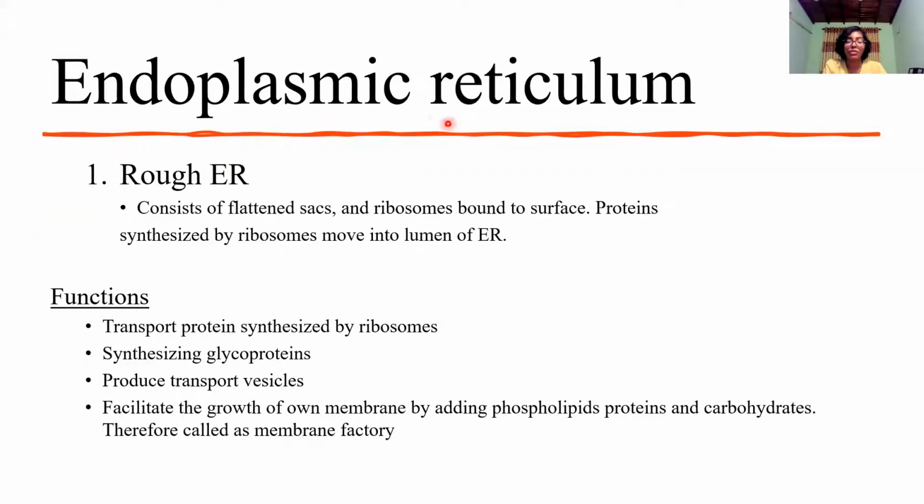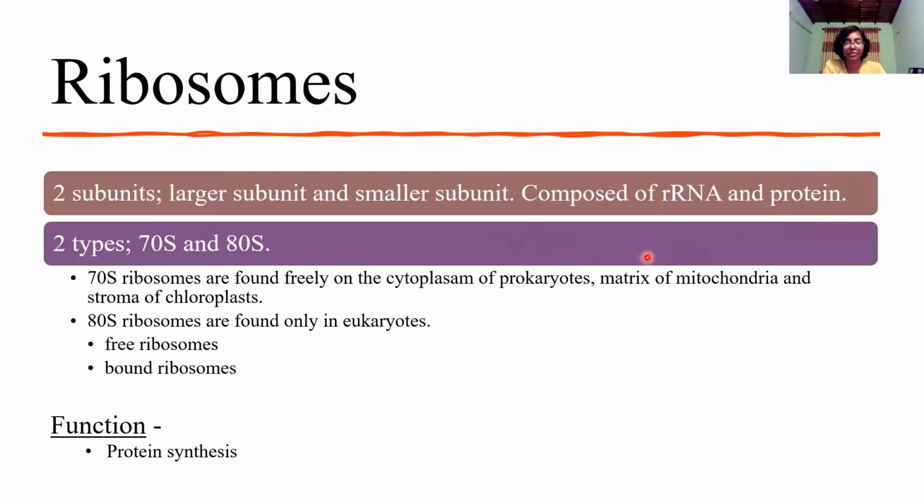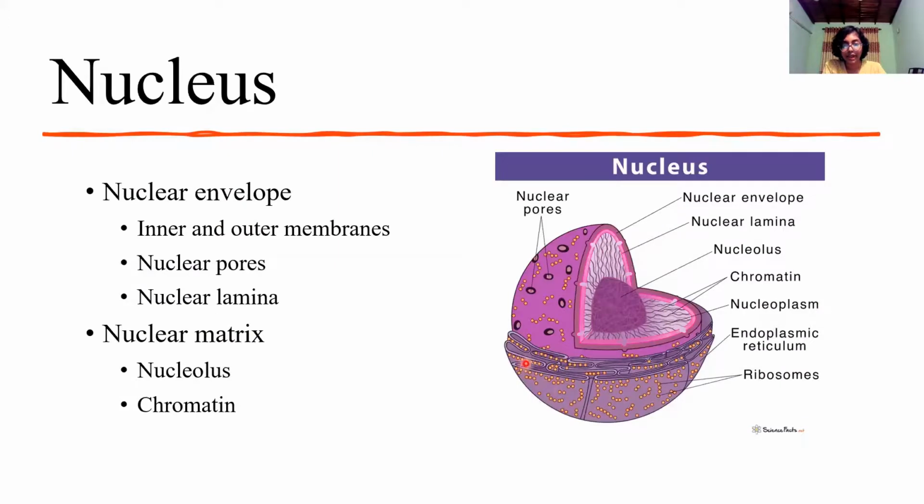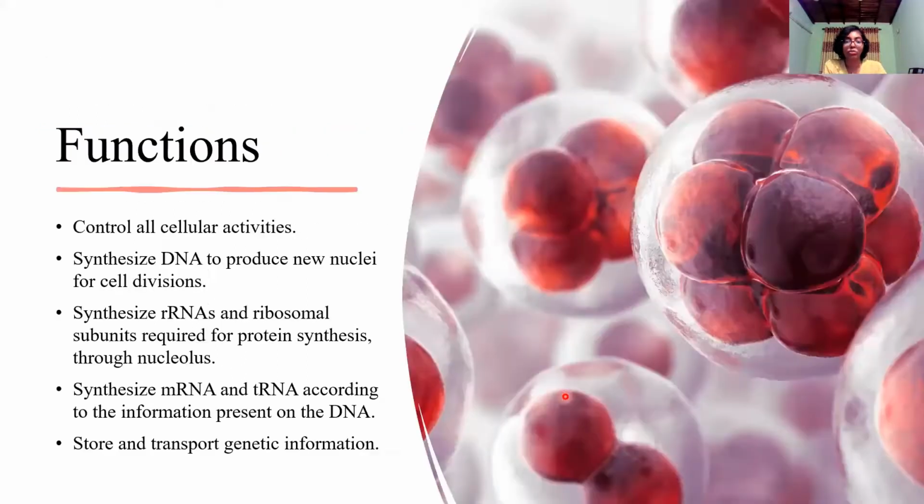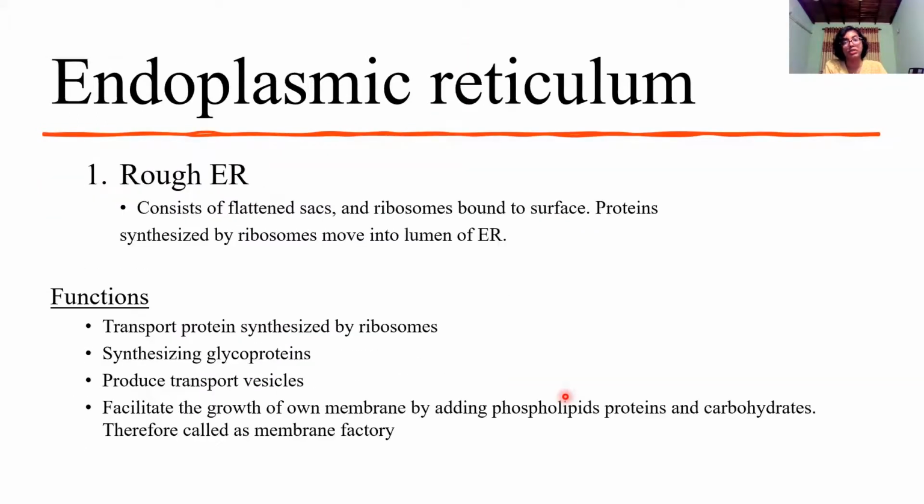Then endoplasmic reticulum. There are two types of endoplasmic reticulum, rough endoplasmic reticulum and smooth endoplasmic reticulum. Earlier we saw that the ribosomes are attached to a certain endoplasmic reticulum, and that is the rough endoplasmic reticulum. It consists of flattened sacs and ribosomes bound to the surface. So you can see flattened sacs. These are flattened sacs, and they have ribosomes bound to their outer surface.